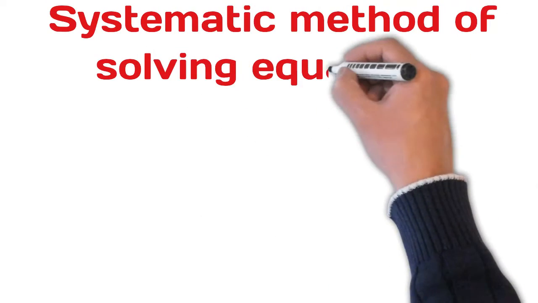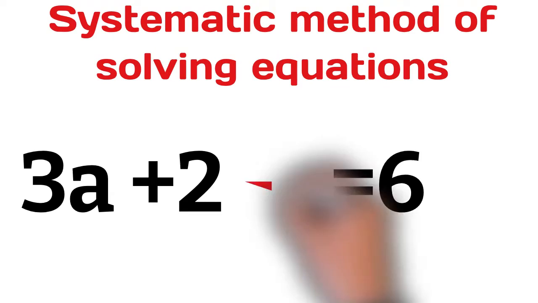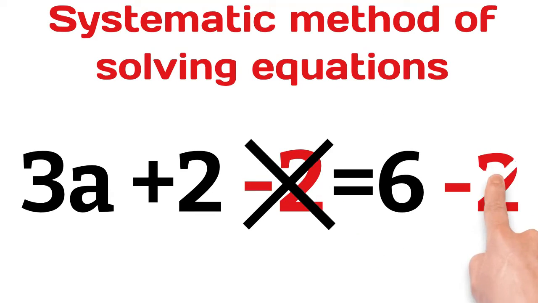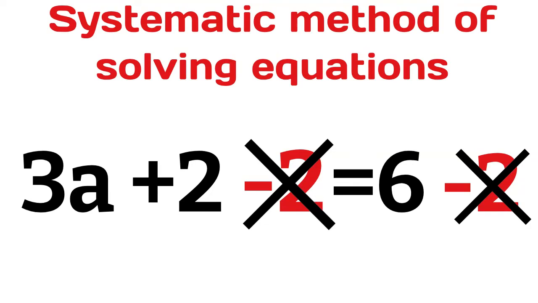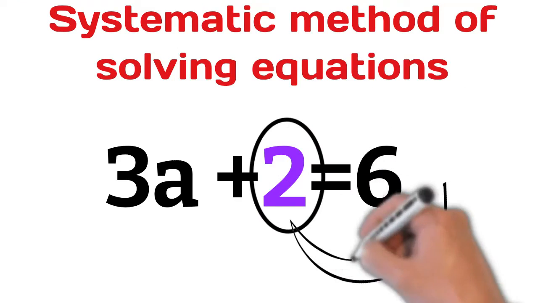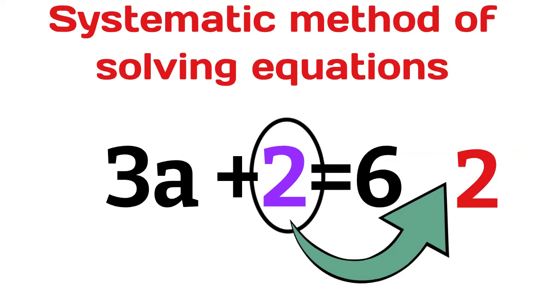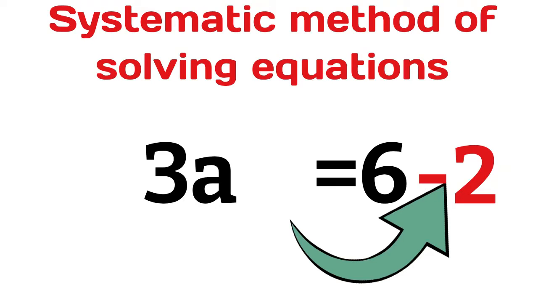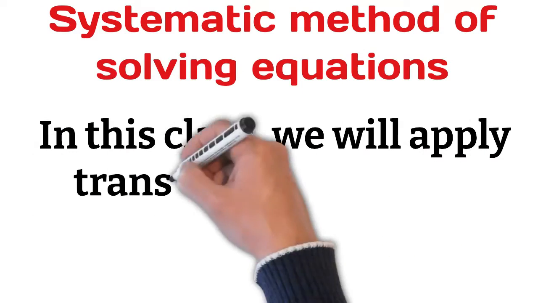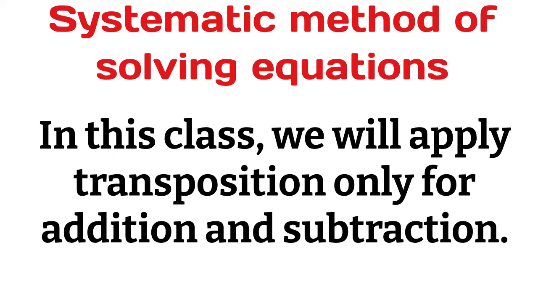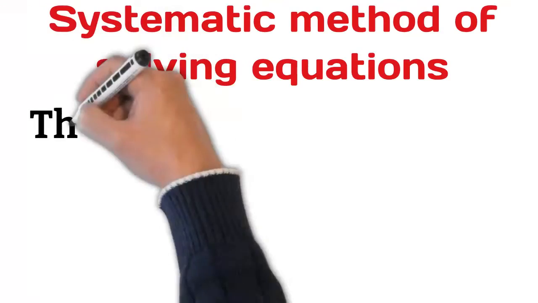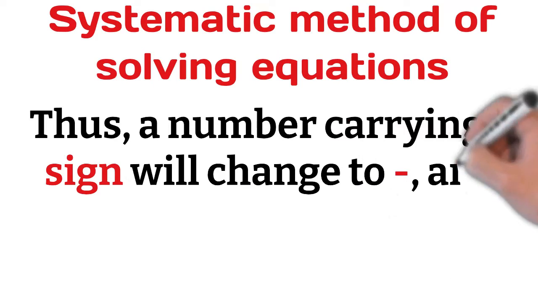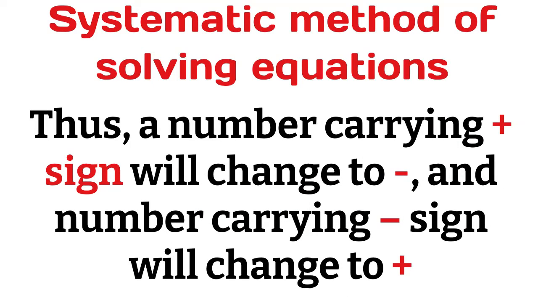We can also solve this equation in a more systematic way. That is, instead of doing mathematical operations on both sides of an equation, we can transpose. That is, move a number from one side to another. However, by this, we have to change the signs of the numbers. But in this class, we will apply transposition only for addition and subtraction. Thus, a number carrying a plus sign will change to minus, and a number carrying a minus sign will change to plus.